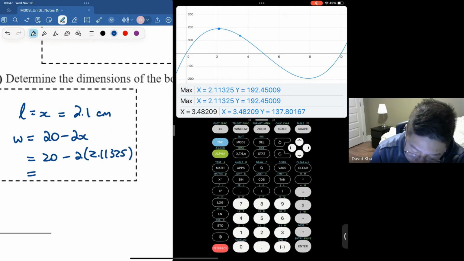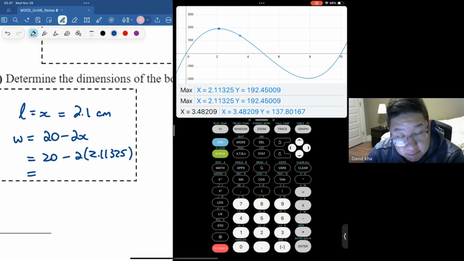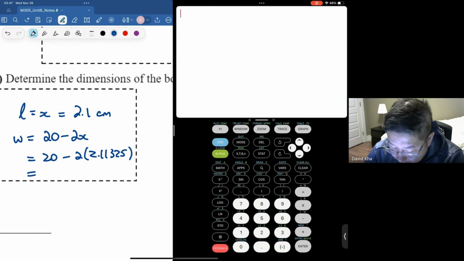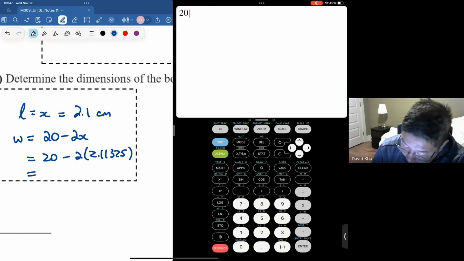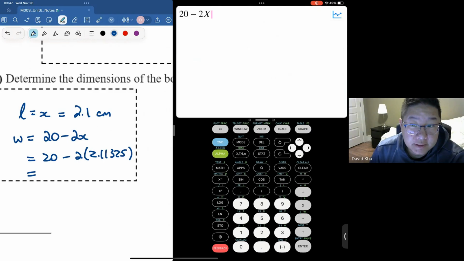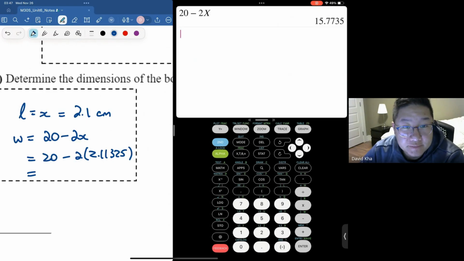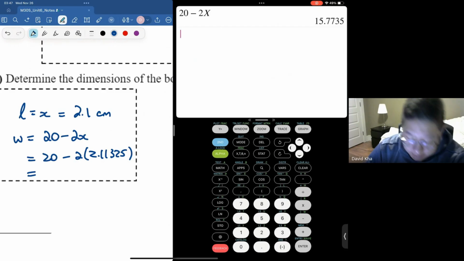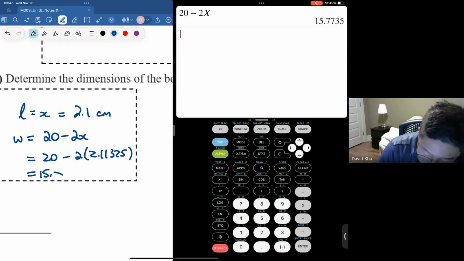And so we'd go 20 minus 2 times 2.11325. The way I want you to do this, pay attention here to the calculator. I want you to go into your calculator, 20 minus 2x. When you calculate that maximum, it actually stores that x value under the variable x. And so when you do this, it tells you the value, 15.77. We can round that and get 15.8.